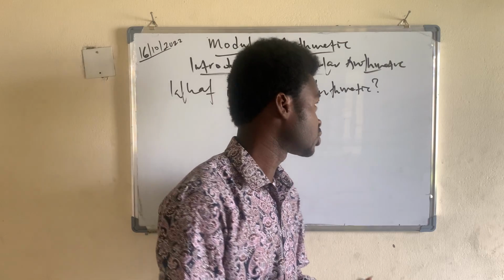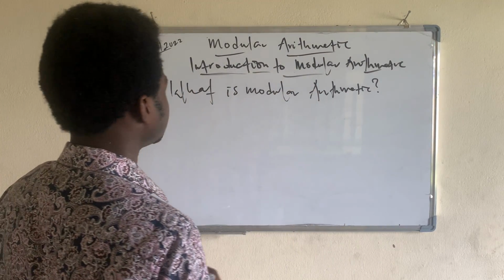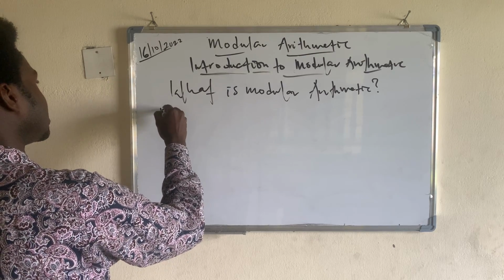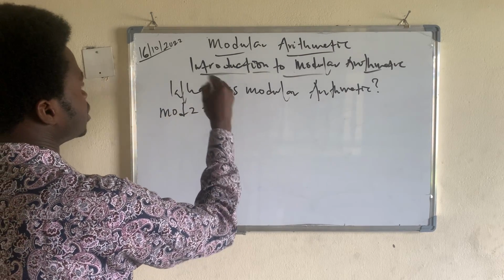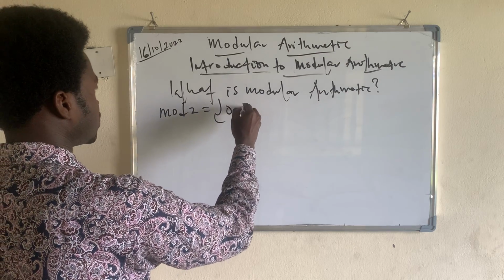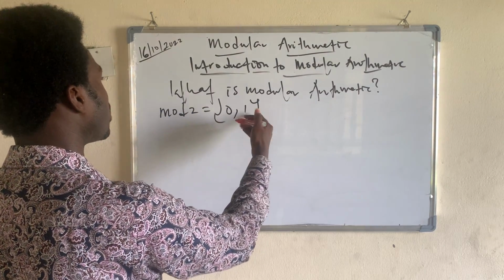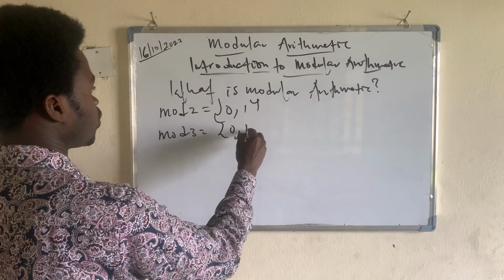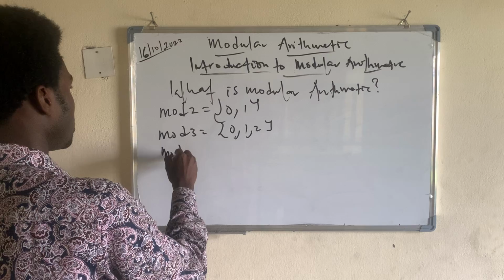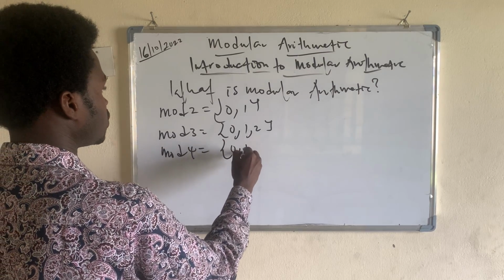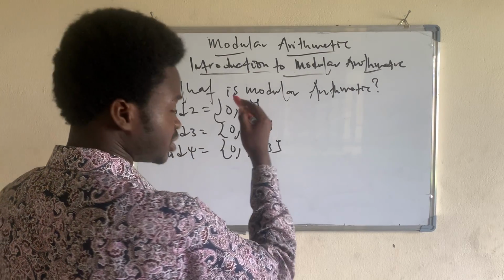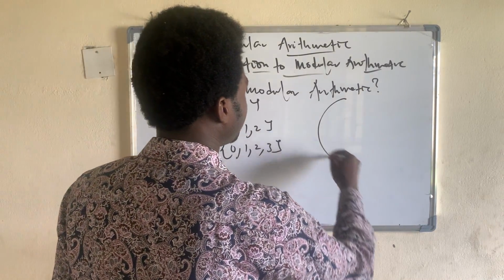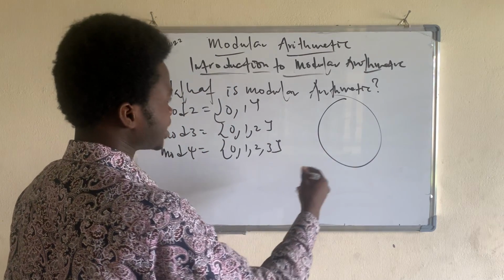Okay, let's go through this together. You should know that mode 2 will take two values, starting from 0: 0 and 1. Mode 3 has 0, 1, 2. Mode 4 has 0, 1, 2, 3. Just like this. We also make use of the clock to deal with modular arithmetic.